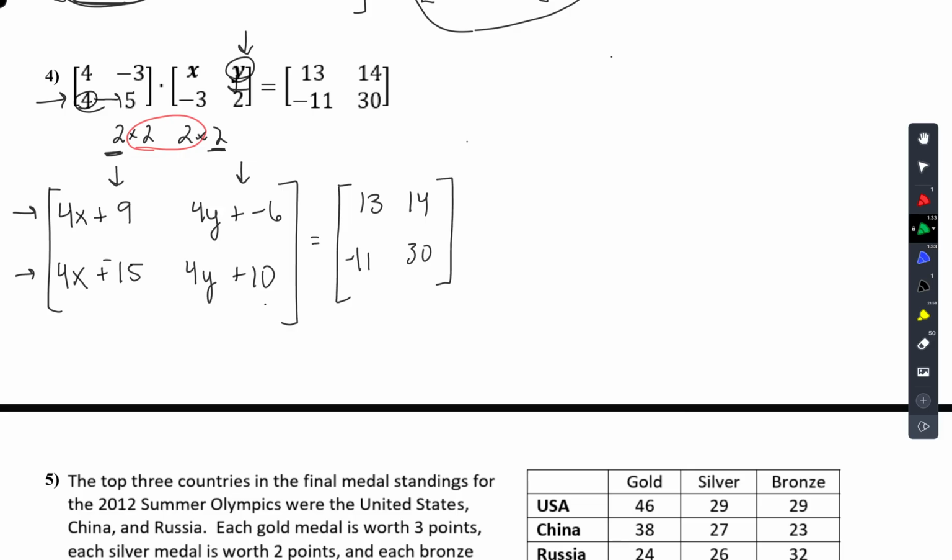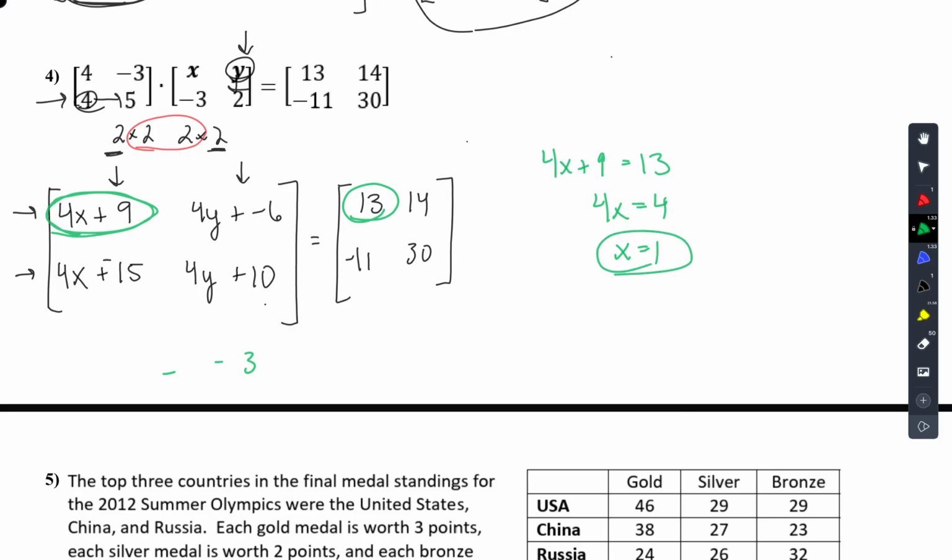so now to solve for x and y, guys, match up the parts of the equation. 4x plus 9 equals 13, and then you just solve it. Actually, that's kind of not a lot of room. 4x plus 9 equals 13. So I subtract the 9, divide.